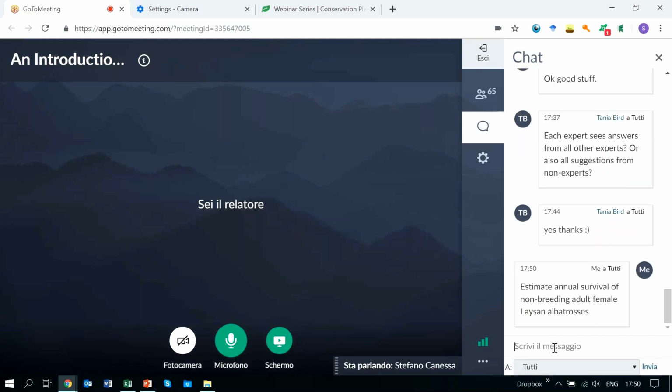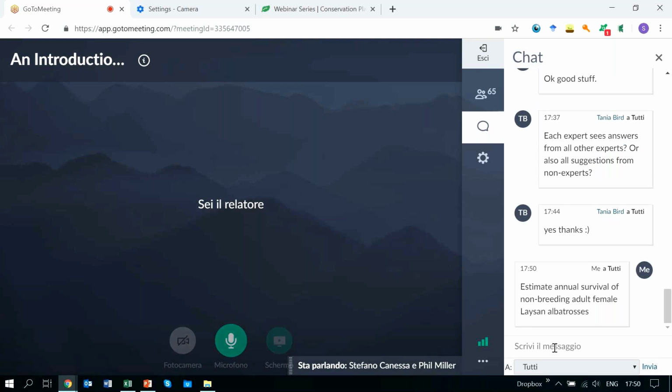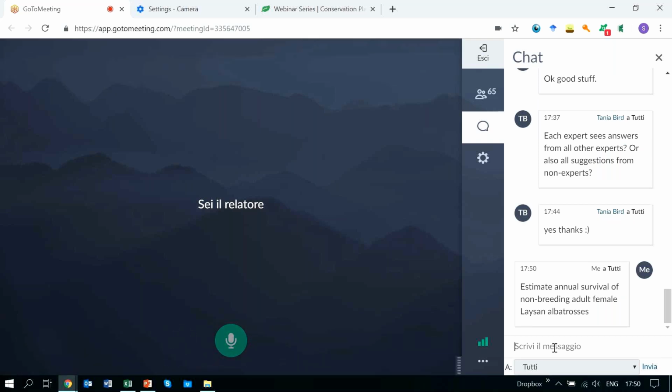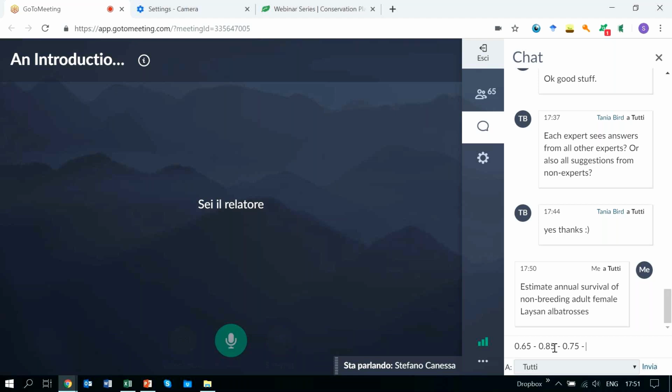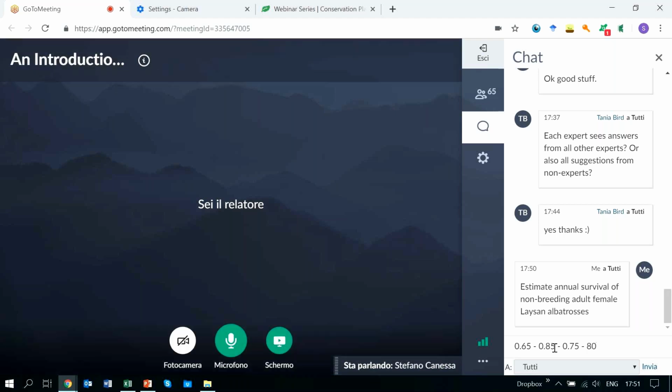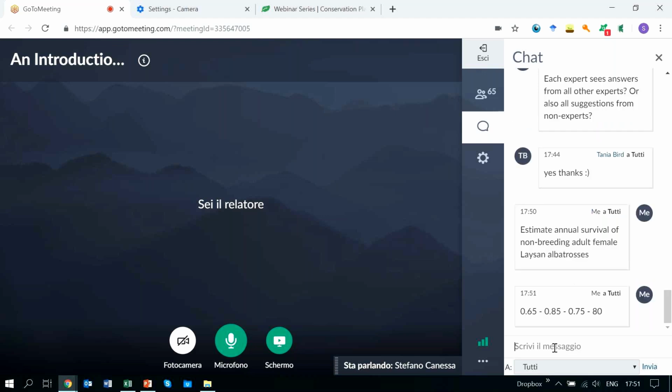Okay, I'm going to give an example. I think the lowest possible value is 65%. I think the highest possible value is 85%. And my best guess is something in between, which will be 75%. And I don't know much about albatrosses, so I think my confidence is 80%. Okay, so there's a chance that I got that wrong.